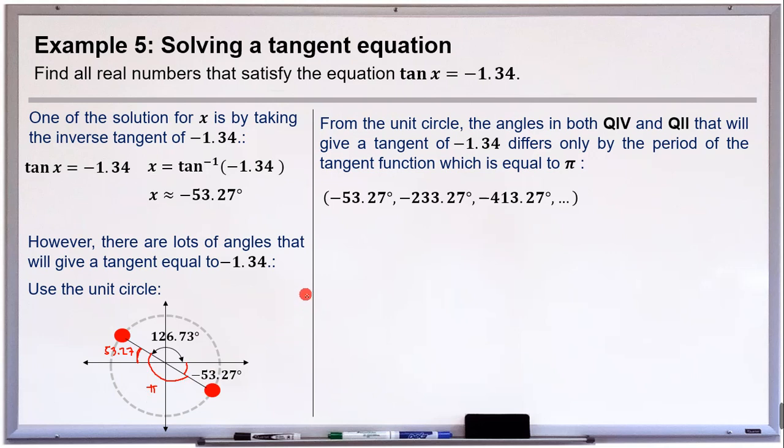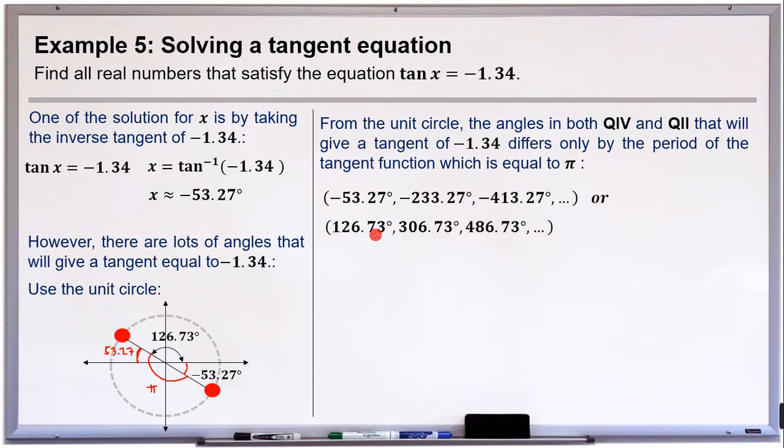Now, the possible angles that will give us a tangent of negative 1.34 are negative 53.27, then add negative pi, so that will give us negative 233.27. Then minus pi again, that's negative 413.27. In degrees, that is minus 180 degrees each time. Okay, so these are the collections of angles that will give us a tangent of negative 1.34.